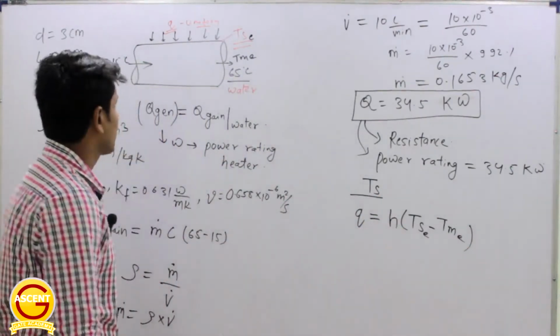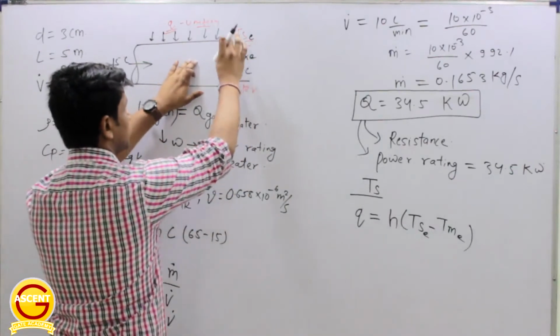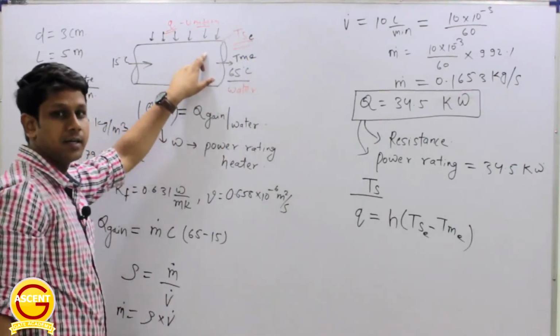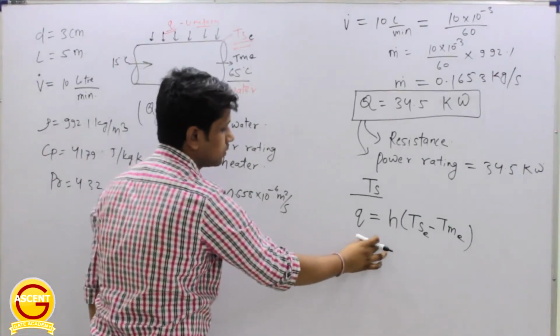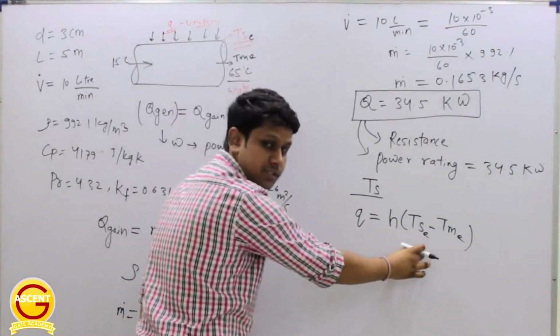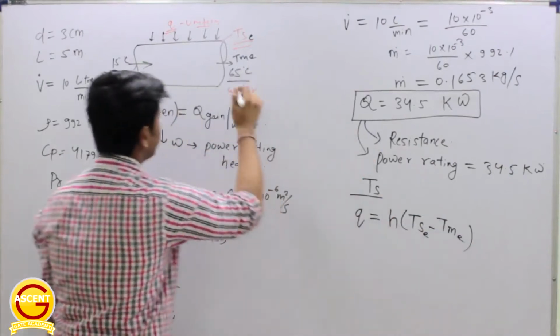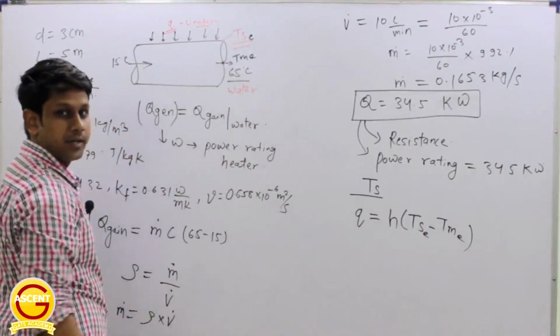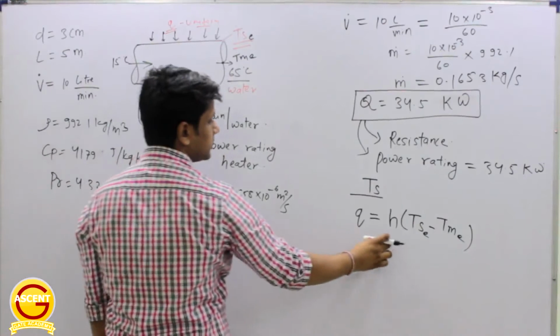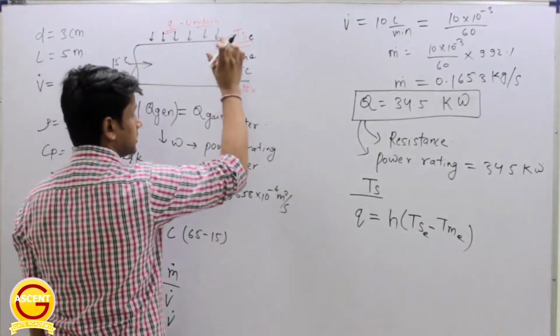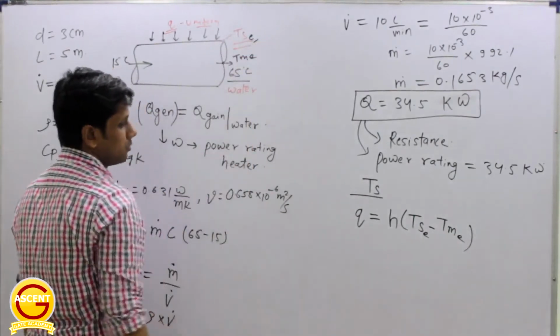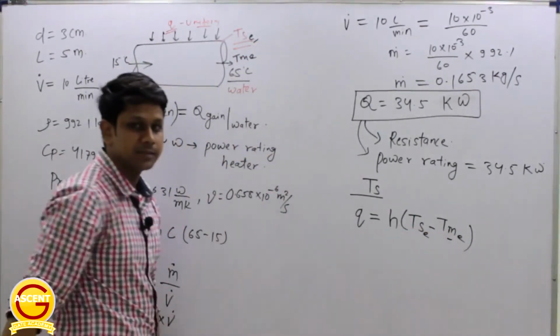Getting this or not? Whenever we have to calculate the surface temperature at the exit, we will use this formula: heat flux equal to H into surface temperature minus mean temperature of fluid. Right, so this will be Q equal to H times TSE minus TME, and because we have to calculate this surface temperature at exit, we will take the mean temperature at exit.